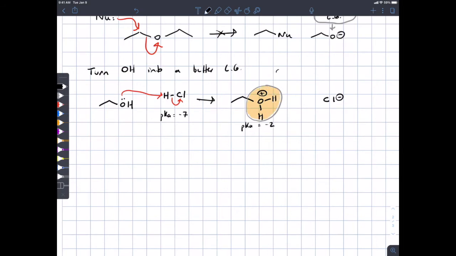You have to pay attention to what it would be if it left, right? It would be H2O. H2O is a good leaving group because it is the conjugate base of H3O plus, which has a pKa of -2, meaning it's fine with the electrons it takes with it when it leaves.